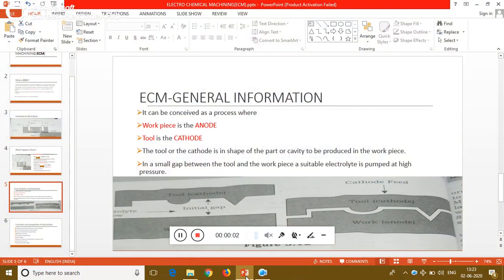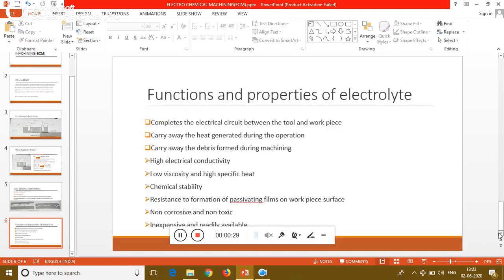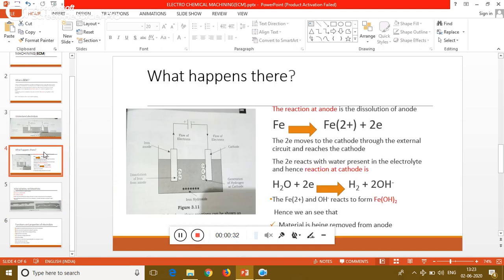I think last class we dealt with this portion. That's what happens when we do the electrolysis where an iron anode is taken and some other cathode is taken, and we described various things, and we discussed various reactions that happen at the side of the anode and at the side of the cathode. And finally we came to the conclusion that the material removal happens at the anode side.